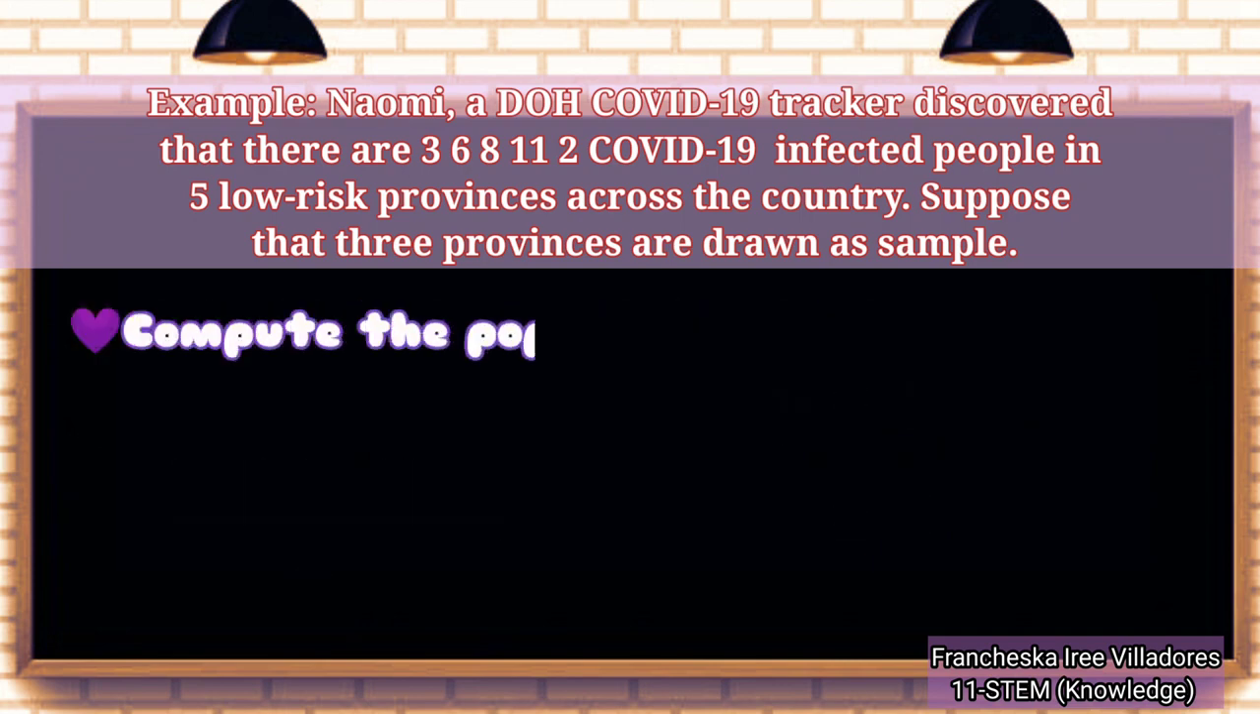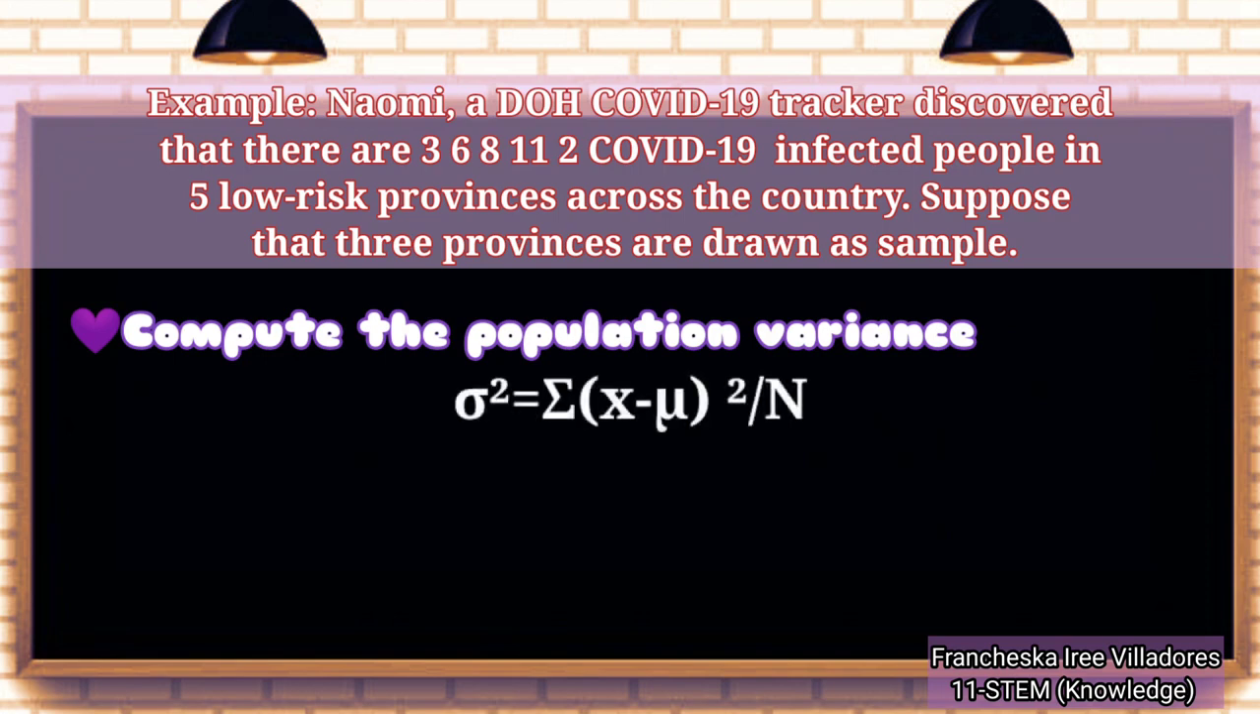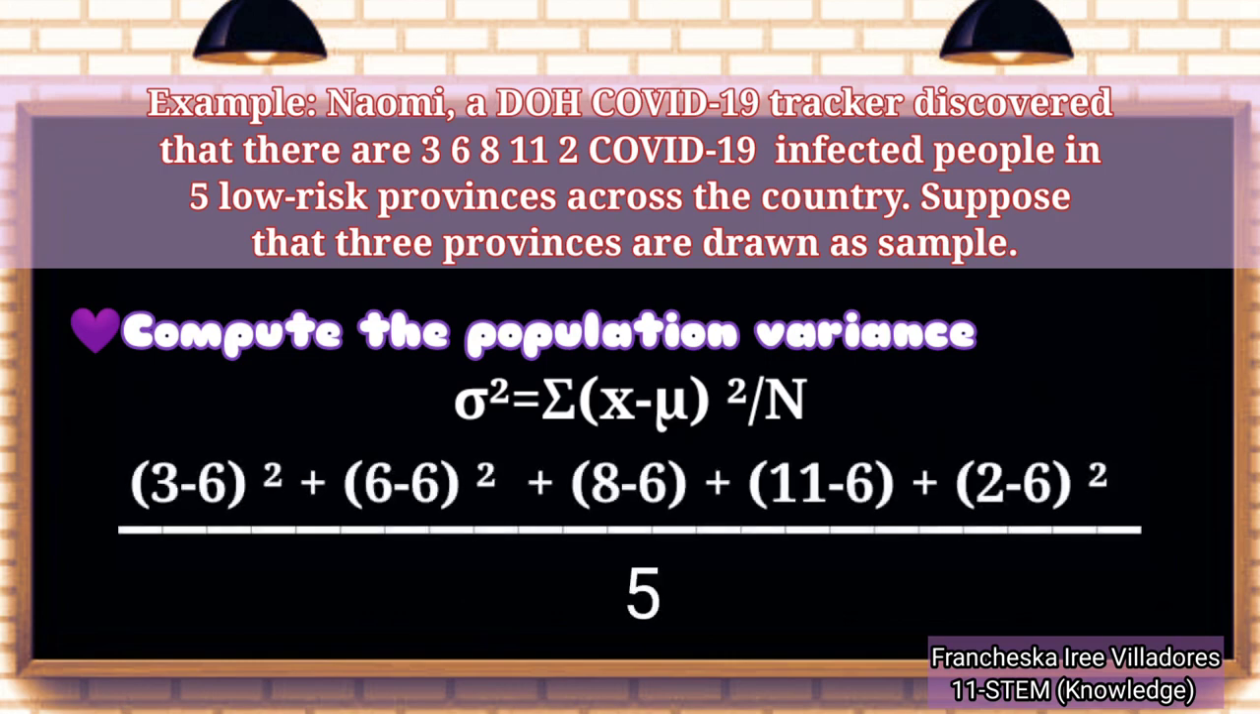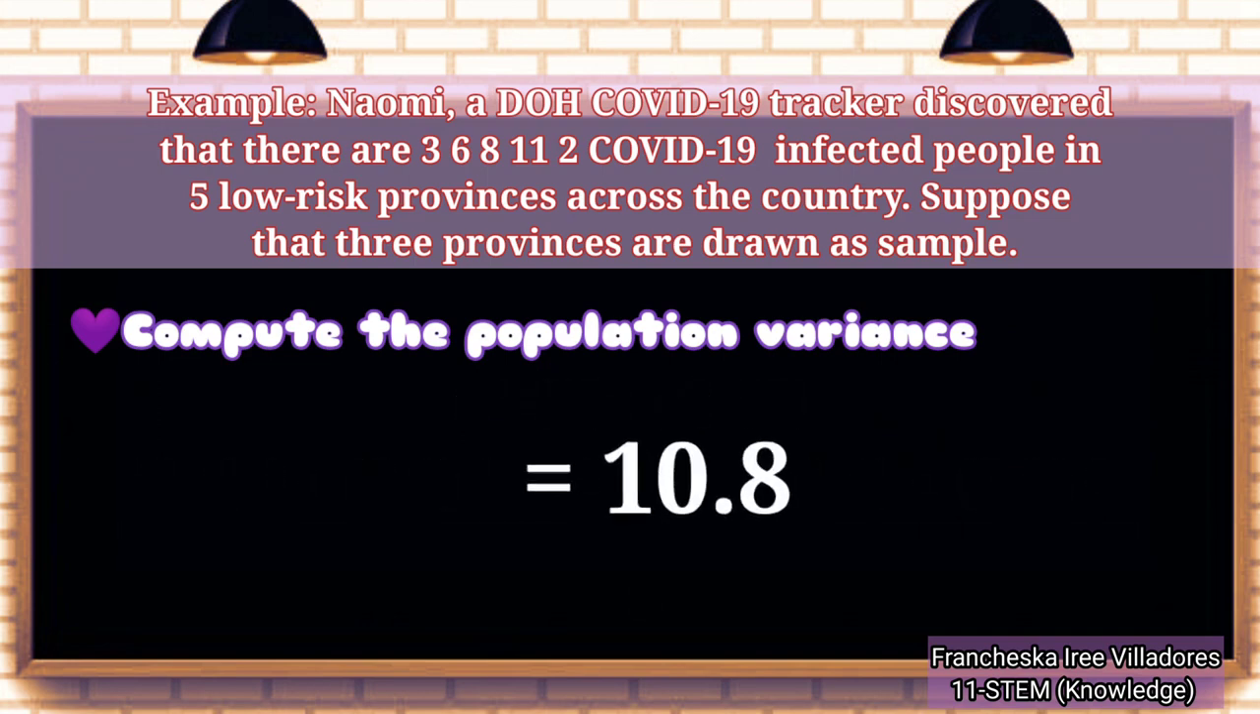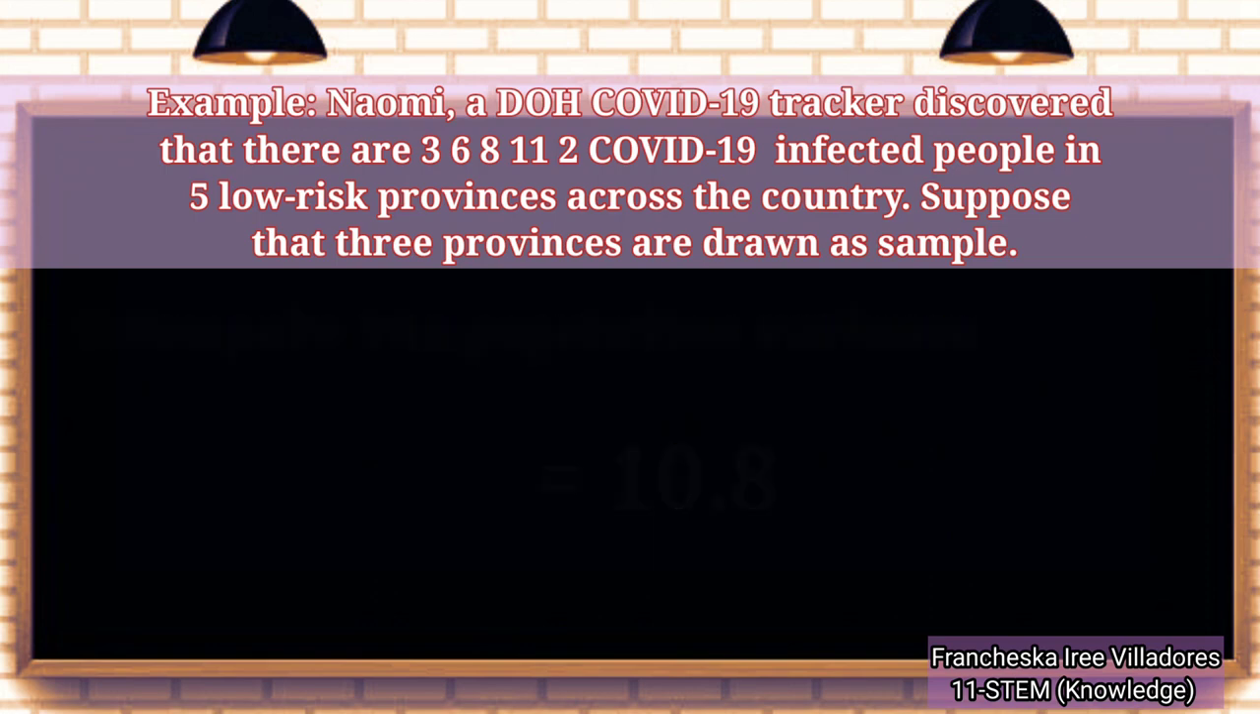Next, compute the population variance. Ang formula nito ay the sigma squared is equal to the summation of x minus the population mean squared over n. Ang gagawin natin, isusubtract lang natin isa-isa sa 6, which is ito yung population mean natin. So, 3 minus 6 squared plus 6 minus 6 squared and so on over 5. Isimplify lang natin, ang lumabas ay 10.8. Ito ay ang ating population variance.